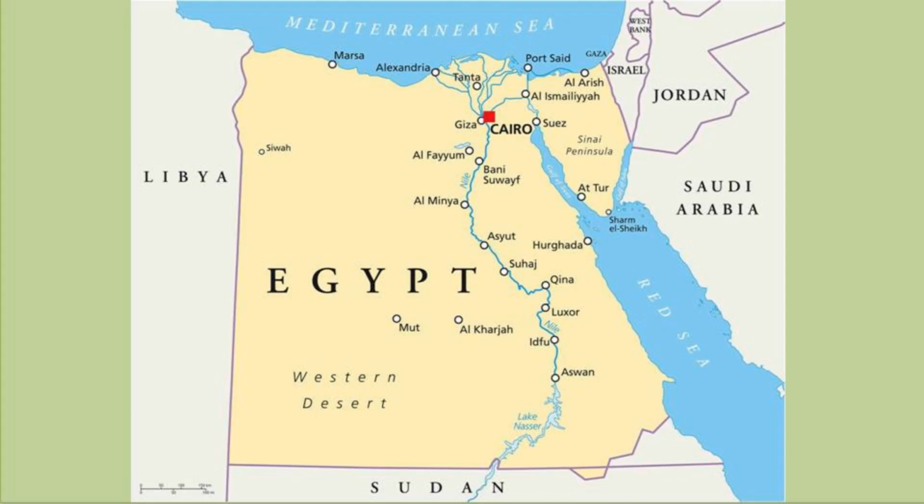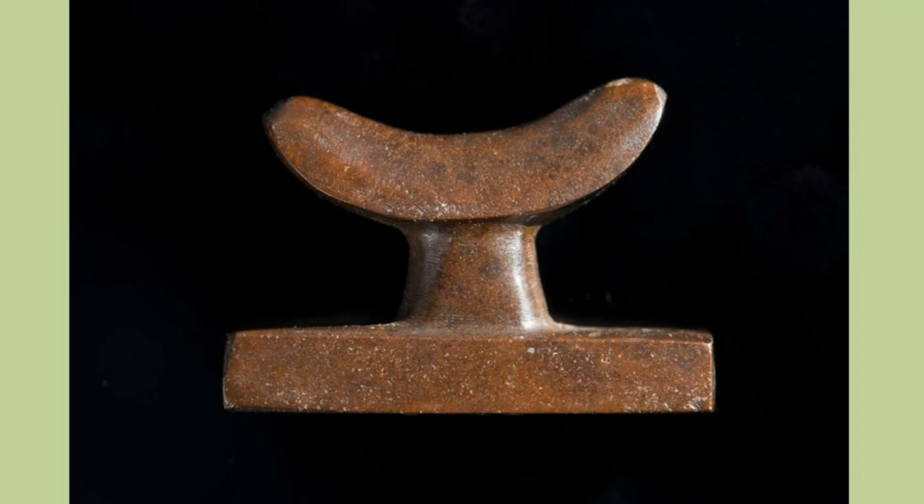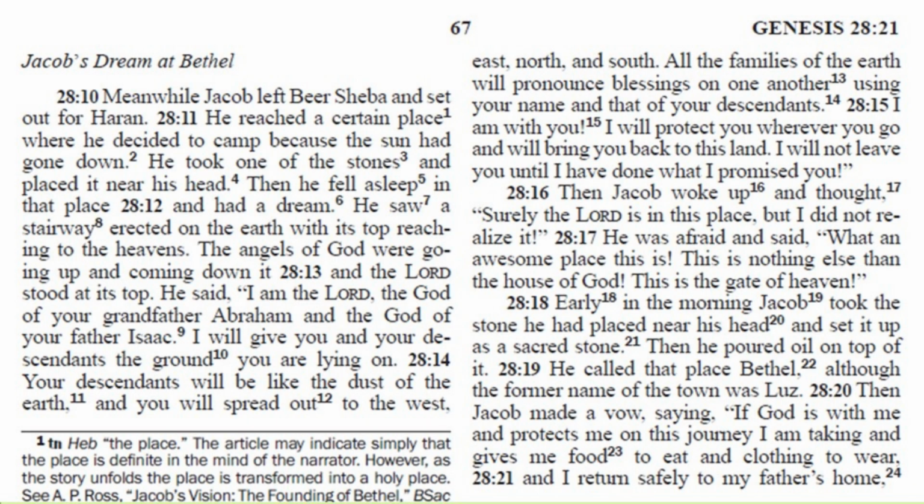To commemorate this event, God made the ancient Egyptian people, who could be contemporaries of Jacob, use a stone headrest as a pillow. According to chapter number 28, verse number 18 and 19, early in the morning, Jacob took the stone he had placed near his head and set it up as a sacred stone and called that place Bethel.